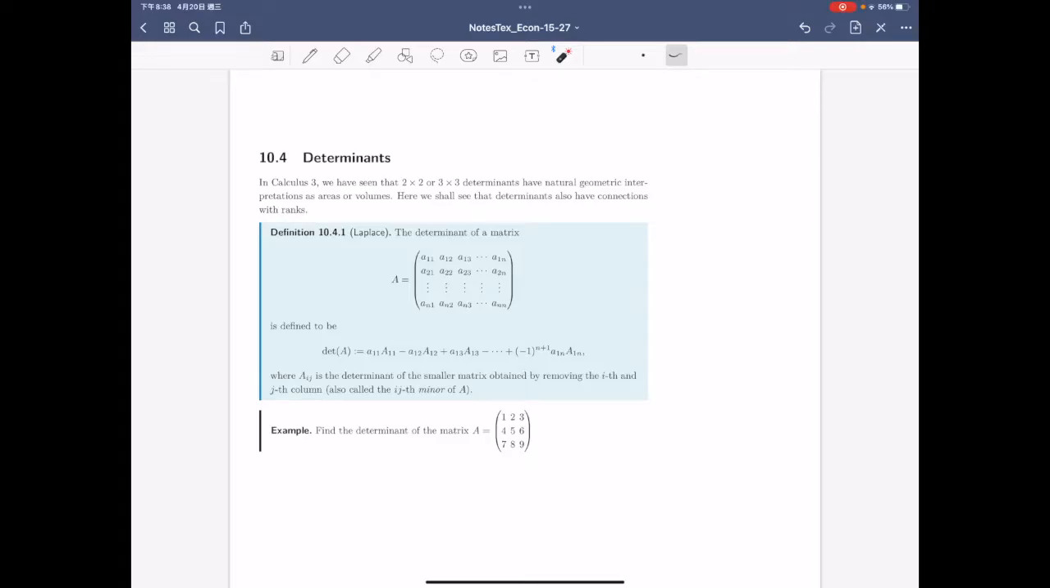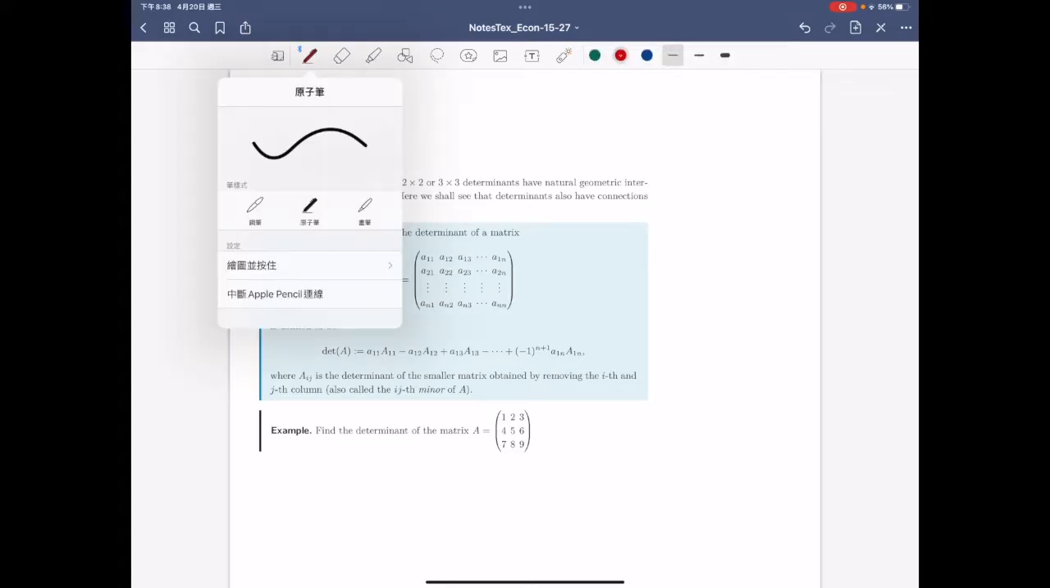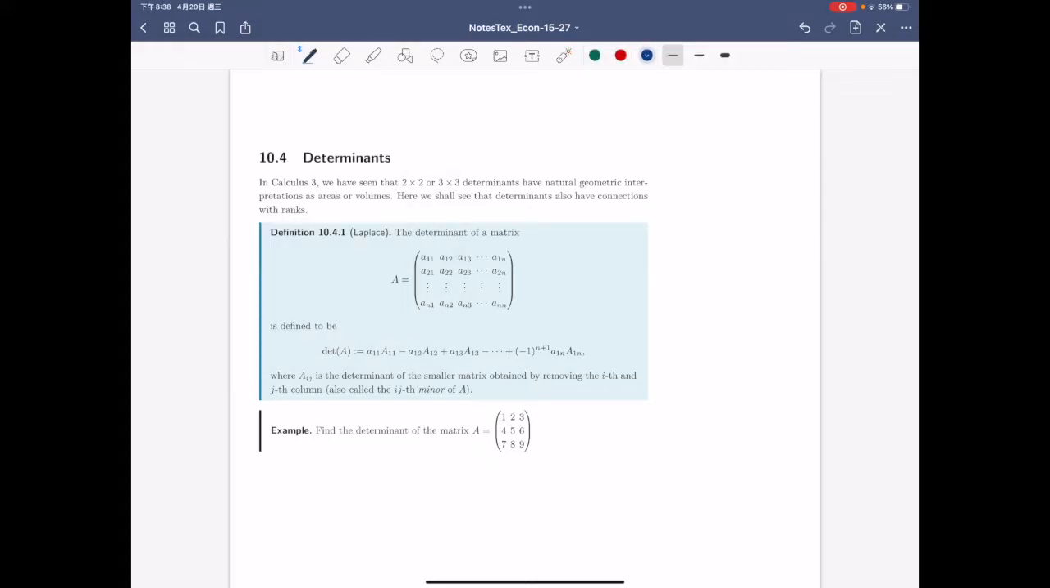The next thing that we're going to discuss is actually not a new thing to you. We actually use many of this in Calculus 3. That is the determinant of a matrix. So for example, in Cal 2, we know that if you have a 2 by 2 matrix A, B, C, D, then the determinant is AD minus BC. Okay?